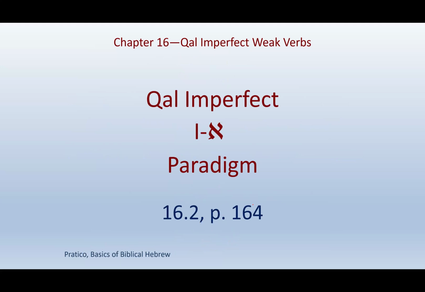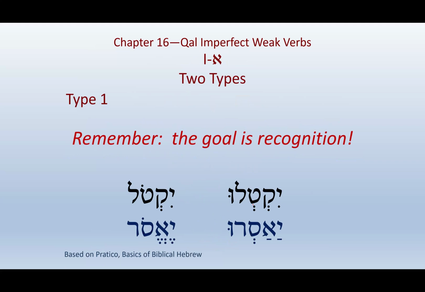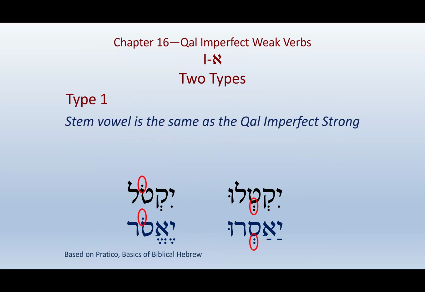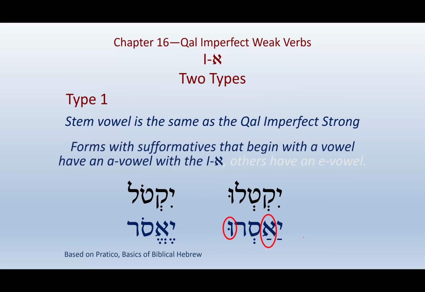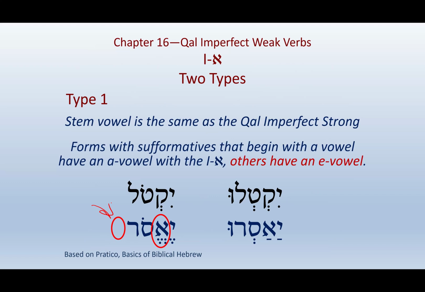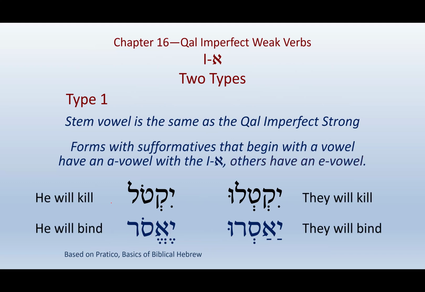Okay, then we also looked at the one alephs, which is still a one guttural, but they're a little different. There are four types. The first two types, type 1 here, the vowels match. This is the strong example, and this is the weak example, but the vowels remain the same. Forms with subformatives that begin with a vowel will have an A vowel. Okay, we see that here. We have the A vowel because we have a subformative with a vowel sound. But if we don't have one, like here, we don't have a subformative with a vowel sound, and so then it has an E vowel.